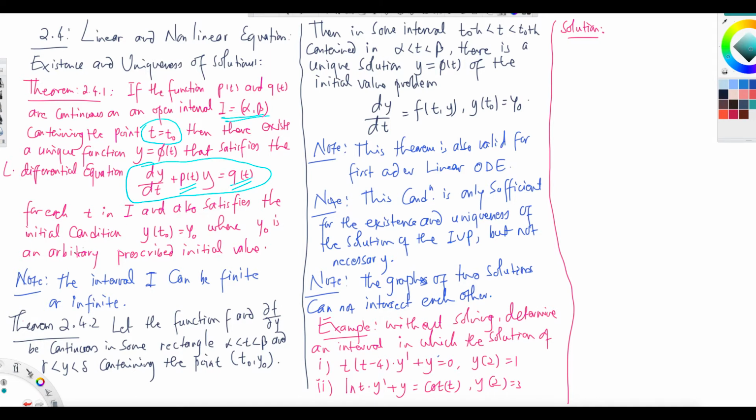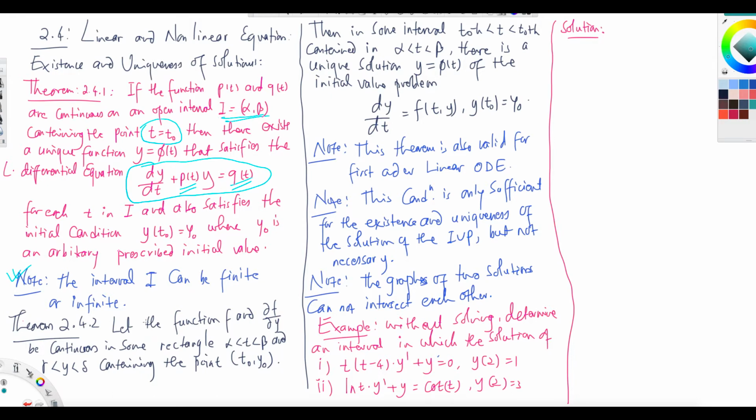Now there is a note. What it says is the interval I can be finite or infinite. Sometimes the interval will be infinite, meaning from negative infinity to infinity. So alpha and beta can be negative infinity to positive infinity, like that.